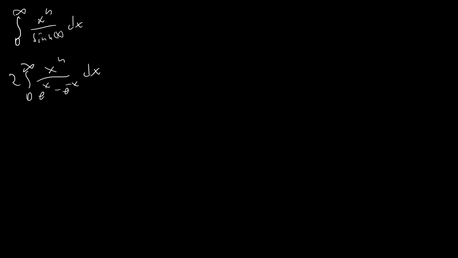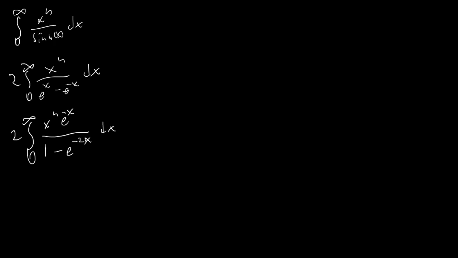The cool trick that I like doing when I have sinh x on the bottom is to multiply by e to the negative x in the top and bottom. So we're going to end up with 2 times the integral from 0 to infinity of x to the n, e to the negative x on the top, and on the bottom, 1 minus e to the negative 2x, dx.